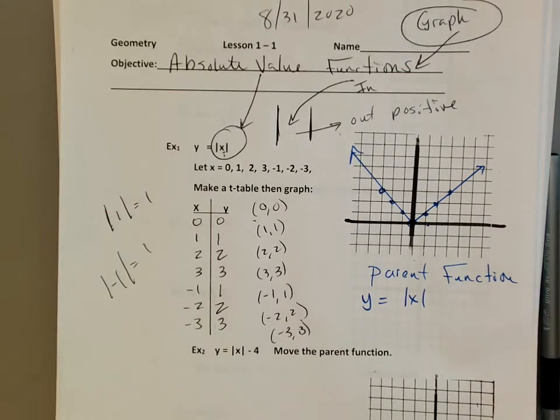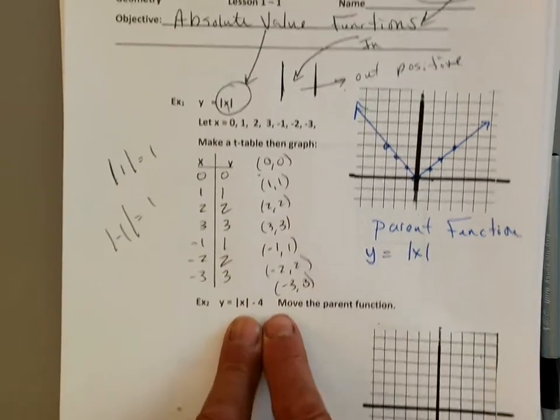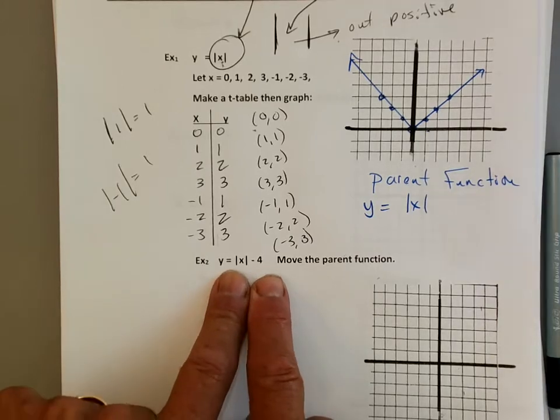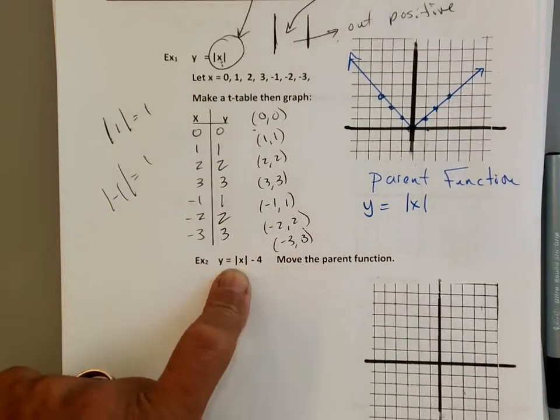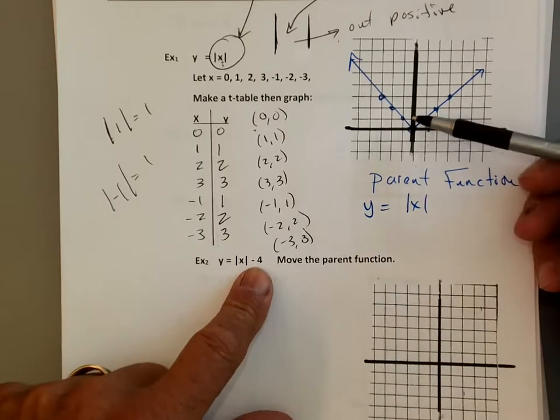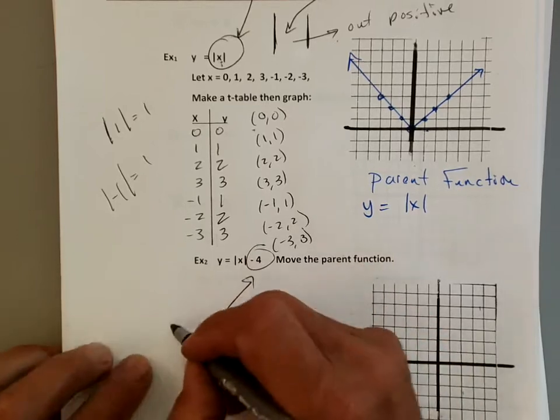But what we're going to do with it is take this absolute value of x on example 2, and we'll go absolute value of x minus 4. Okay, well, we could do a t-table again. That'd be a pain. What would be easier, though, is just take our parent function and move it down 4.